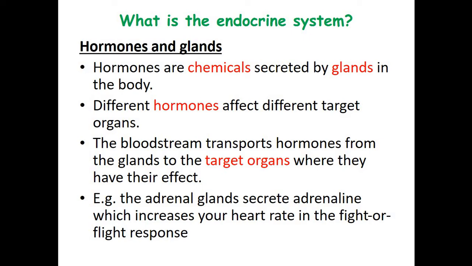So different hormones affect different target organs. Please make these notes into your book. The bloodstream transports hormones from the glands to the target organs where they have their effect. And we've given that example already: the adrenal glands secreting adrenaline to increase heart rate for the fight or flight response.